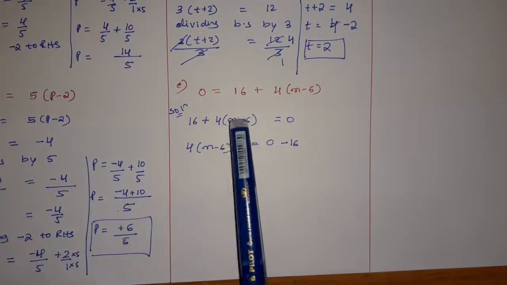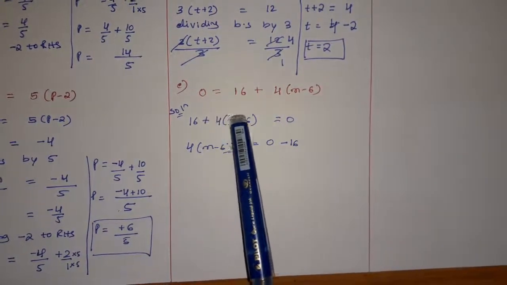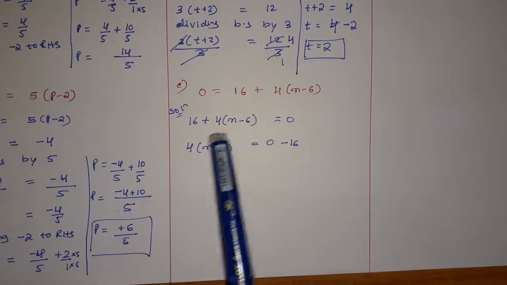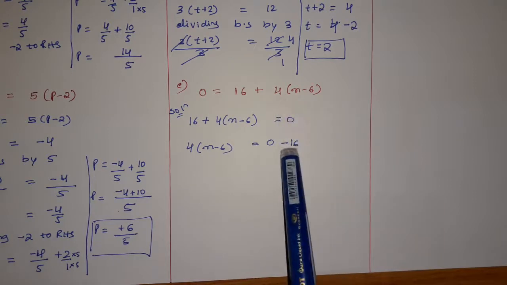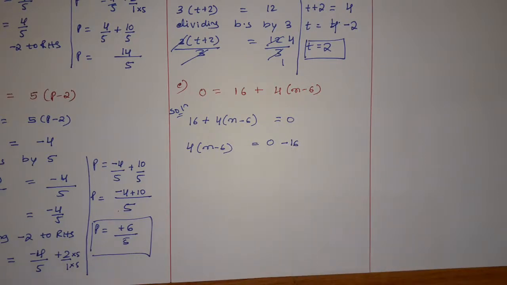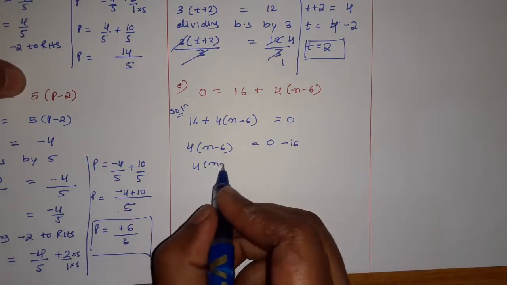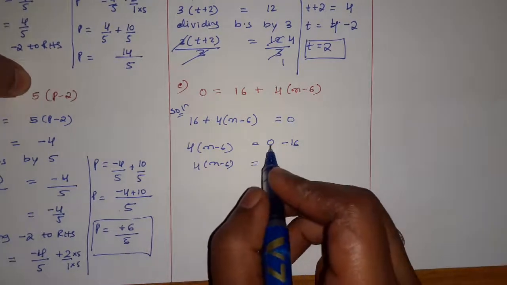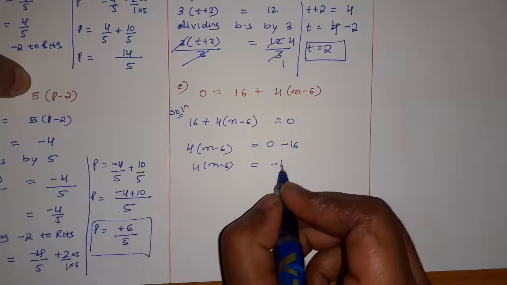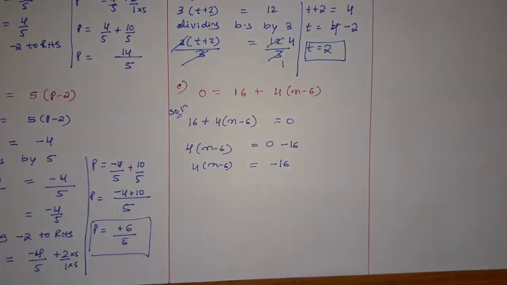We can imagine, no, here 4m minus 6 remains, 0 at its place. By transposing plus 16 to the RHS, it will become minus 16. So 4m minus 6, 4 into m minus 6 is equal to 0 minus 16 will give you minus 16 only. Remember, if you add or subtract any number with 0, the same number repeats. Okay.